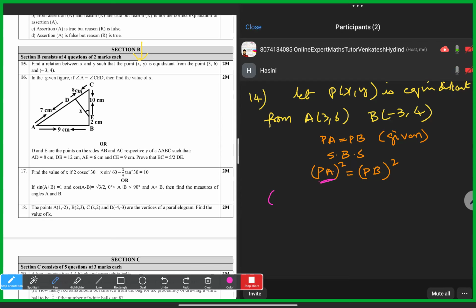PA means what, Hasni? Distance between P and A. We are applying it for this. Hasni, you are fully concentrating here only, no? Yes, sir. I'm getting confused between A and B. Now I got it. This is an equidistant question, Hasni, a direct textbook one. We did it before. So we are applying it for P and A. P is x comma y, A is 3 comma 6.